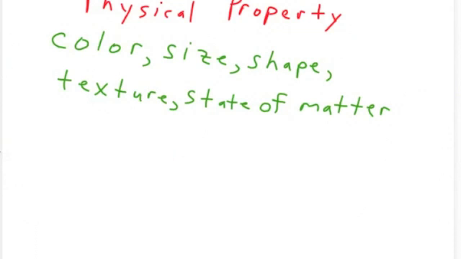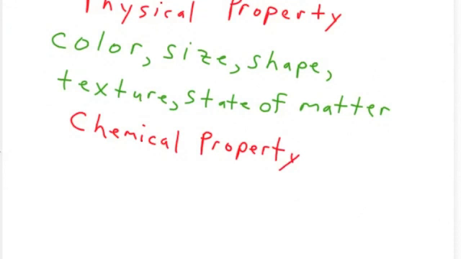Now the other property is chemical property. A chemical property indicates whether a certain substance can undergo a certain chemical change. In other words, a chemical property can only be observed while the substance is changing into a different substance. So if the examples above are physical properties, then chemical properties wouldn't be color, size, shape, and so on. Chemical properties would be stuff like flammable.